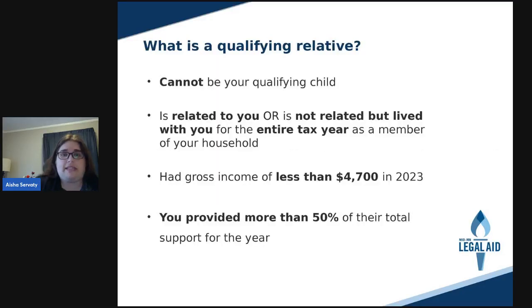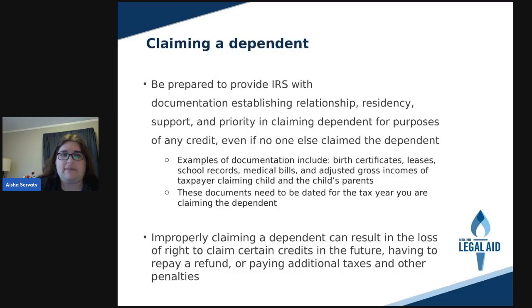A qualifying relative is someone who is not your qualifying child, and they may be related to you or not related to you, but lived with you the entire tax year as a member of your household. They had a gross income of less than $4,700, and you provided more than half of their support for the tax year. If someone doesn't meet those 4 tests for qualifying child, they may instead be your qualifying relative, and you'll be able to claim them for, example, the credit for other dependents.